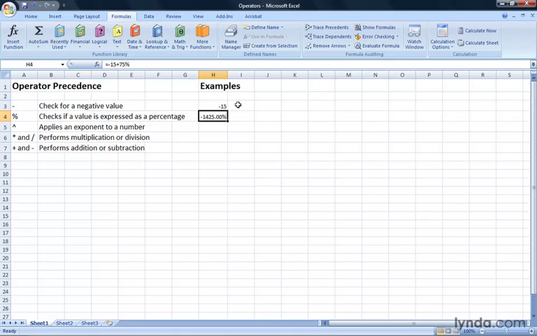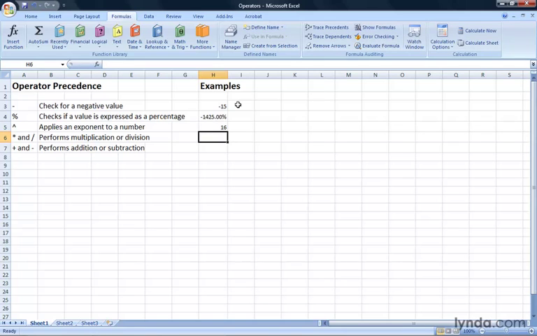The first priority after the negative sign and percentage is exponentiation, where the value is multiplied by itself a specified number of times. The symbol for an exponent is the caret, which you type by pressing Shift 6, or as I think of it, a capital 6. The formula equals 2 raised to the power of 3, 2 caret 3, would produce the result of 8. That's 2 times 2 times 2. If I were to type in the formula equals 2 caret 4, I would get the result of 16.